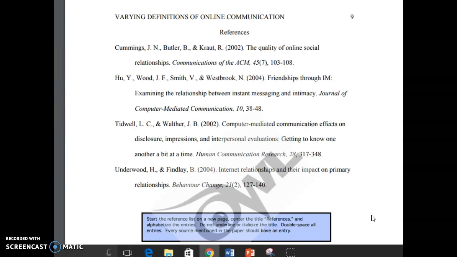It's centered, the word references. It's not underlined, it's not italicized in the title, it's not boldface. Each entry does need to be in alphabetical order, so that was something that I noticed on several papers. So go back and look at those first letters in each of your entries and look to see if it is indeed alphabetized. If you have a number as the beginning of a title, those numbers come first before the letters.